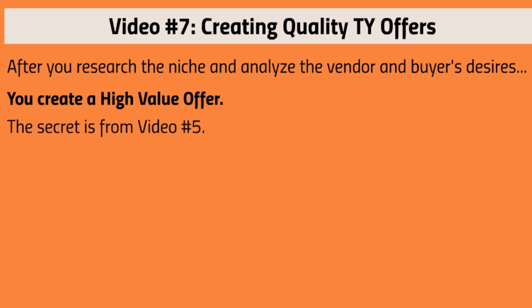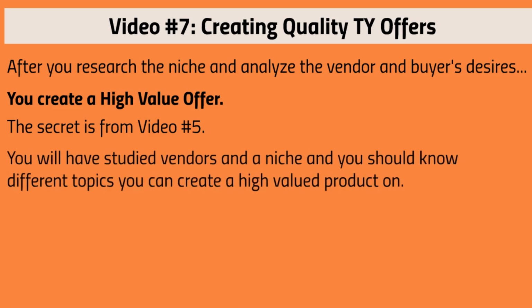So the secret is from video number 5, where we talked briefly about finding vendors to piggyback on. In doing so, we were able to study the vendors in a niche, and you should know different topics that you can create a high value product on. Remember, it's not about creating something that the vendor has already created. It's about creating something of high value that is not in direct competition, but is related in some fashion, so that the vendor will say yes.